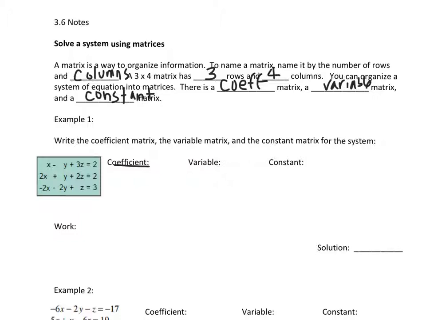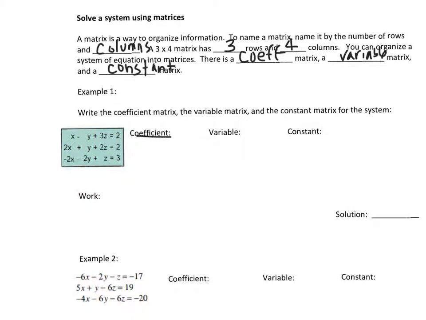So let's look at example 1. The coefficient matrix is going to be 3 rows and 3 columns because there's 1, -1, 3, 2, 1, 2. There's 3 by 3 as far as coefficients. So I'm going to write the coefficients going across. So it's going to be 2, -1, 3. Then it's going to go 2x plus 1y plus 2z. Then -2x, -2y, +1. The variable matrix is going to be 3 by 1, 3 rows, 1 column.